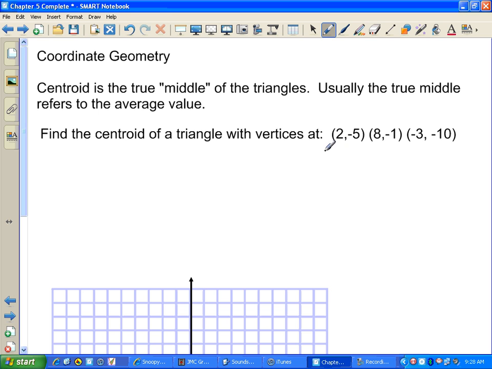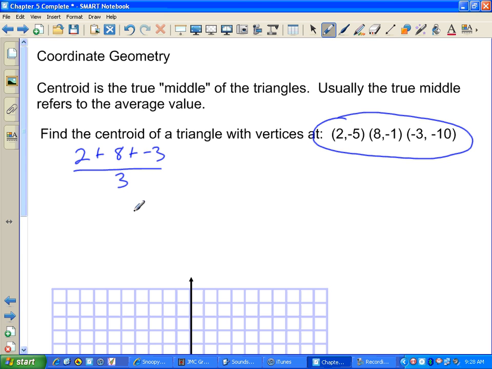And usually when we talk about the true middle of things, we're talking about the average. So if you actually find the average x value and average y value of your three vertices, that will be the centroid. So if I've got a triangle with these vertices, I can average my x values. So take 2 plus 8 plus negative 3 and divide it by 3 since I have 3 of them. And that'll give me my x value of my centroid.